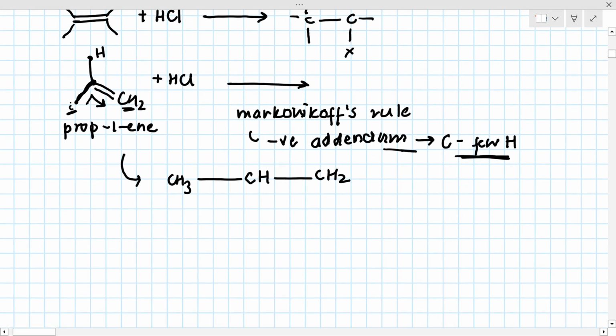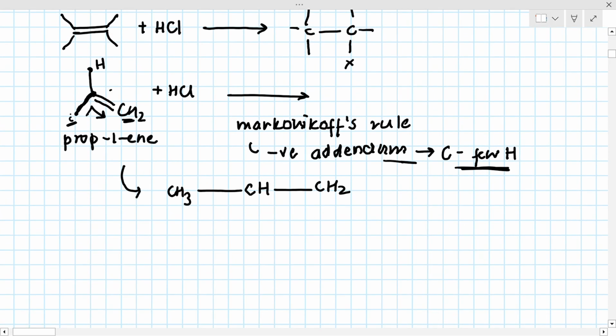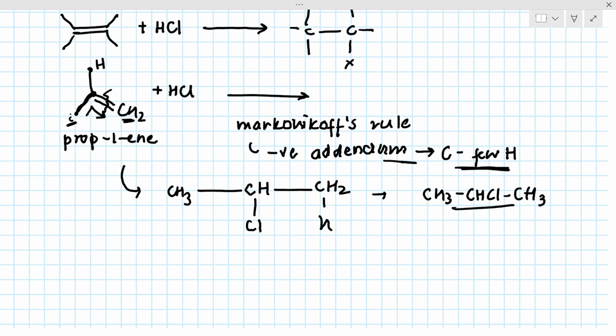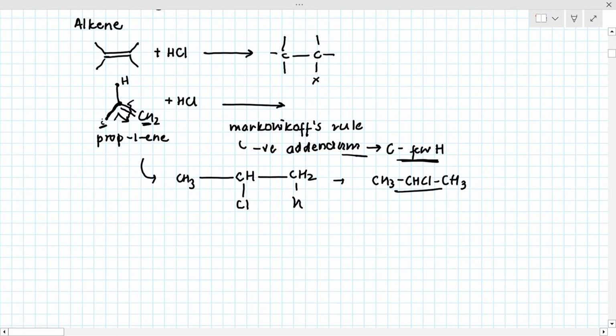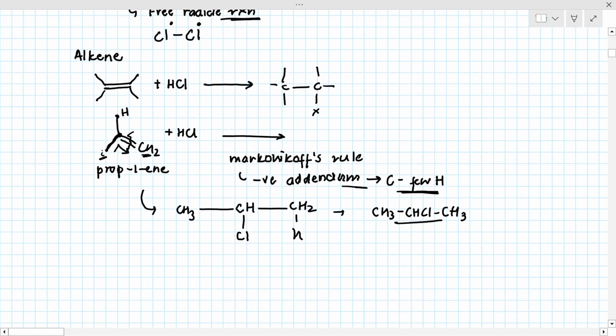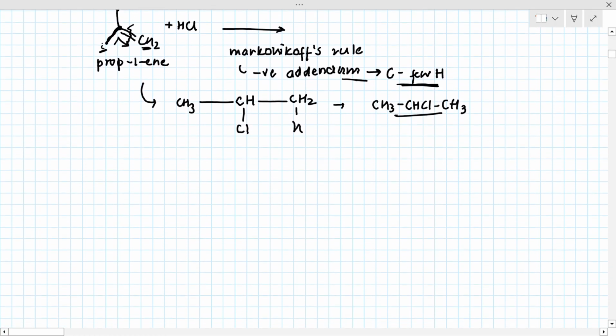So the bond is broken between these two. The cleavage has happened between these two, so the negative addendum goes to the carbon with fewer hydrogens, and this H goes here. So it will be CH3, CHCl, CH3. This is what is going to be the product at the end. This is how you will prepare through Markovnikov's addition rule from alkene using acid.